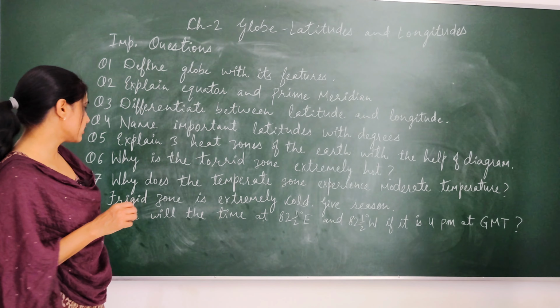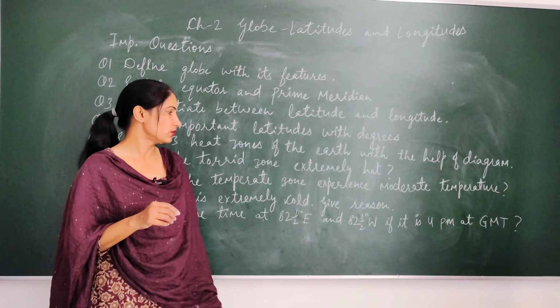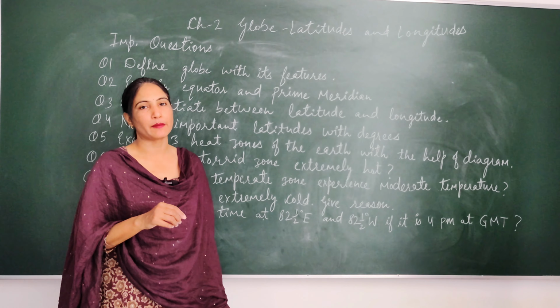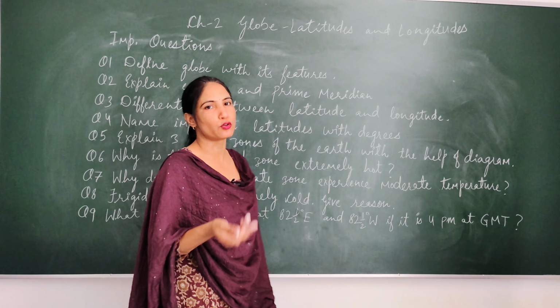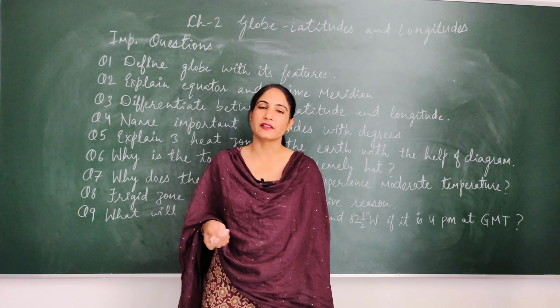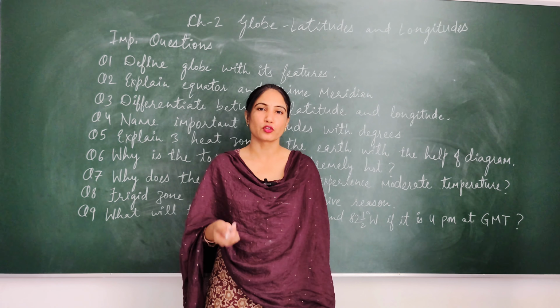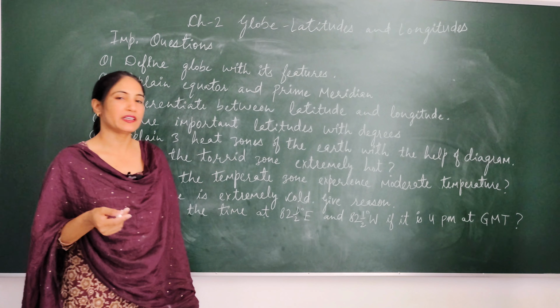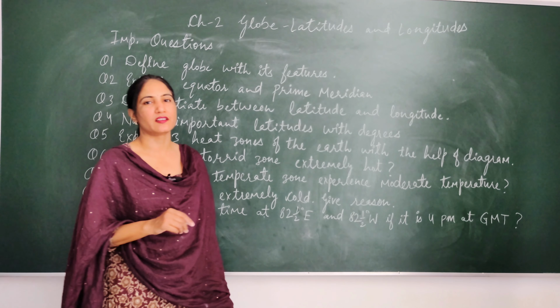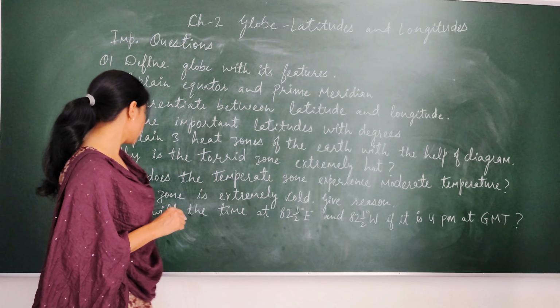Next question is: why does the temperate zone experience moderate temperature? As we all know, in temperate zone, temperature is neither too hot nor too cold. Why is the temperature neither too hot nor too cold? The reason behind it is that temperate zone receives slanting sun rays throughout the year.